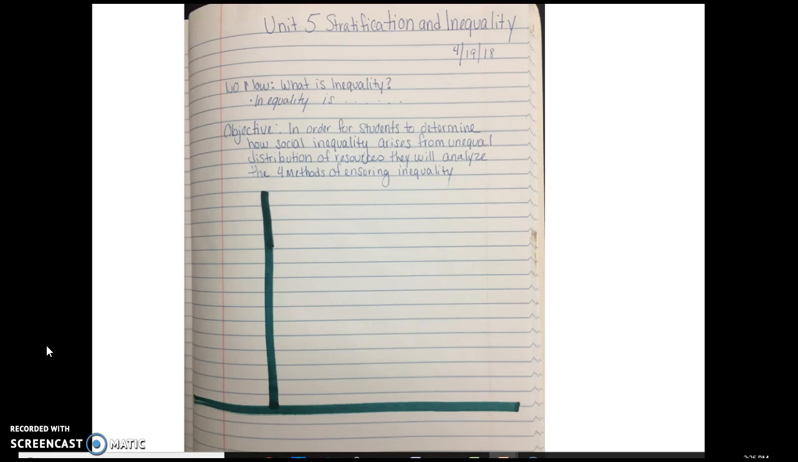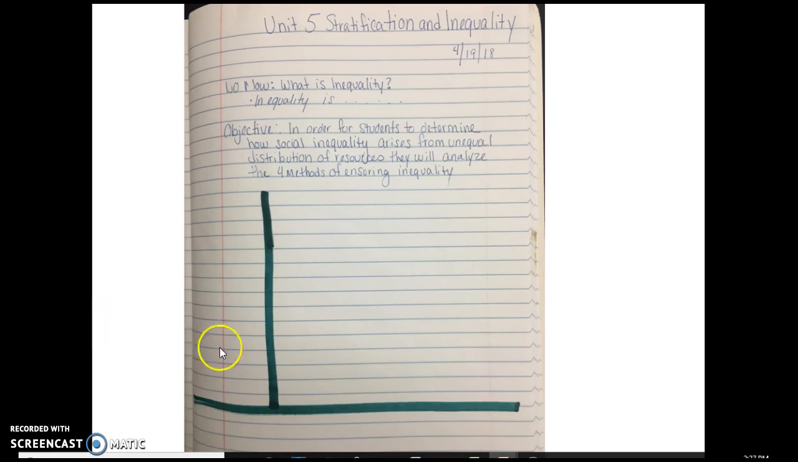titling it Unit 5, Stratification and Inequality at the top center of your page. Be sure to write the date, 4/19/18, up in the upper right-hand corner of the page. Continue by doing the do now and the objective at the top of the page.